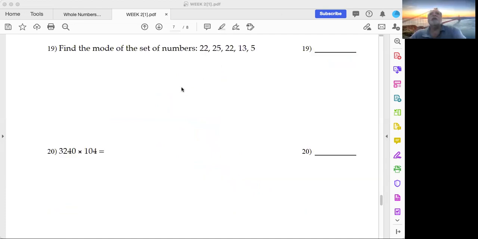Good. All right, find the mode of that set of numbers there. Okay, now remember what the mode is. The mode is the most frequent number. So what number pops up most frequently in this set? Most often. That's the mode. Okay. Moving down.